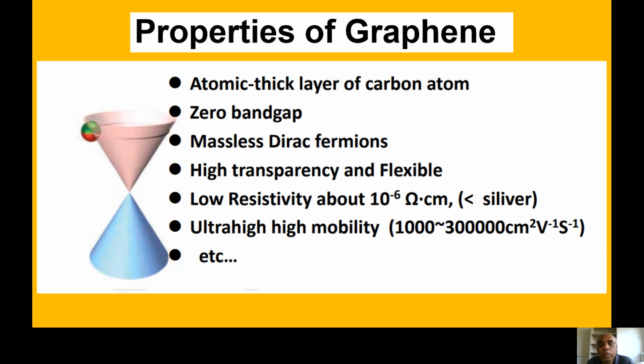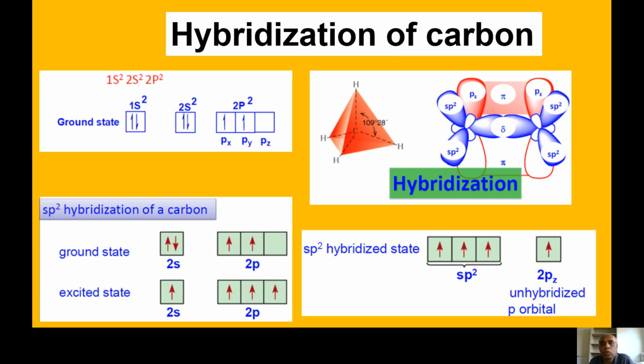Also, the electron mobility of graphene can be as high as 300,000 centimeters squared per volt per second, depending on how you prepare the graphene material. In addition to this, there are so many other exciting properties of graphene. Before we get started, since graphene is made out of carbon, we should look at carbon in general.